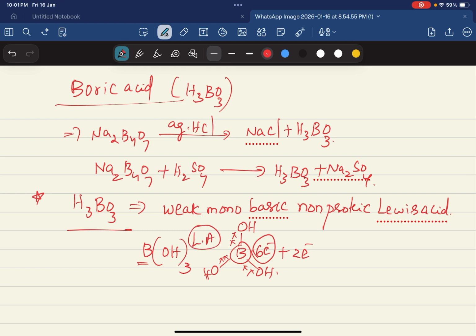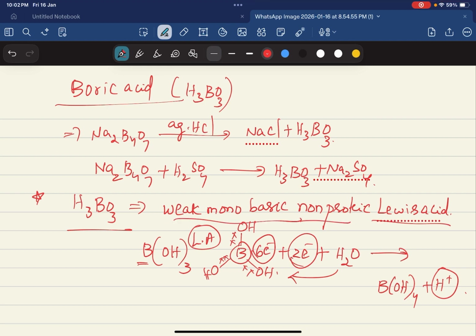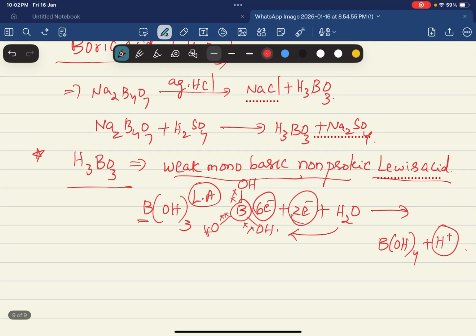But it is non-protic. What is the meaning of non-protic? When it reacts or mixes with water, H3BO3 takes OH- from water, because it needs electrons, right? So it will take OH- from water and form B(OH)4-, and produce H+ from the water. It's not from H3BO3. That is why it is a non-protic Lewis acid, and it is a weak monobasic acid, meaning it will give one H+ ion from water. And that's how we can discuss the important points for H3BO3.